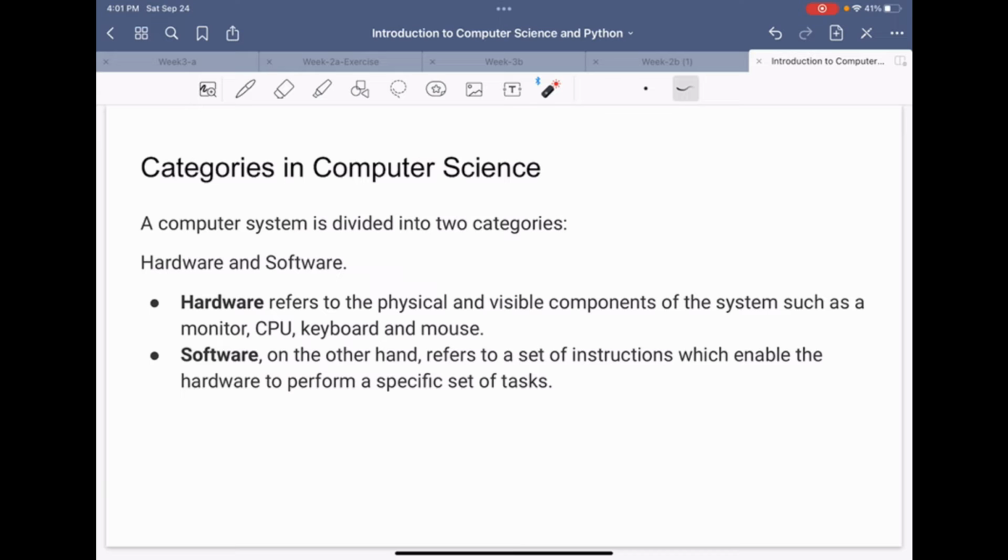But on the other hand, the other part of computer science is software. We refer to it as the set of instructions which enable the hardware to perform a specific set of tasks. So how these instructions are written, what these instructions are, and how we can interpret them is done through some specific programming language.